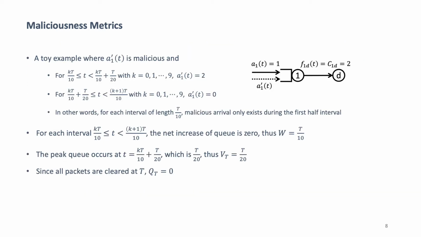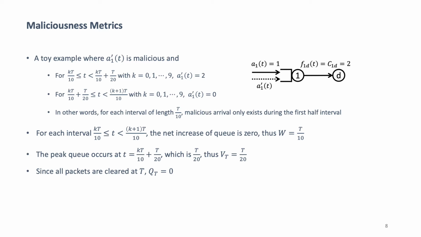We now use a toy example to illustrate the maliciousness matrix. Suppose there is a node which receives one packet every time slot and plans to transmit two packets to the destination. The time horizon is divided into 10 intervals. During each interval, for the first half of the time slots, there are two extra malicious arrivals, while for the rest of the interval, there are no malicious arrivals.